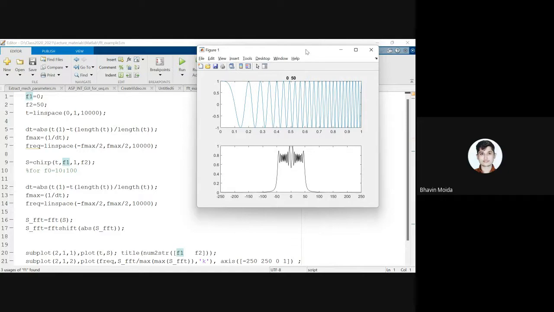So what I'm saying is that a stationary signal is a signal which will contain all the component frequencies at all time points, and a non-stationary signal, in this case, is a chirp signal. This is called a chirp signal. A non-stationary signal is a signal which contains different frequencies at different time points.